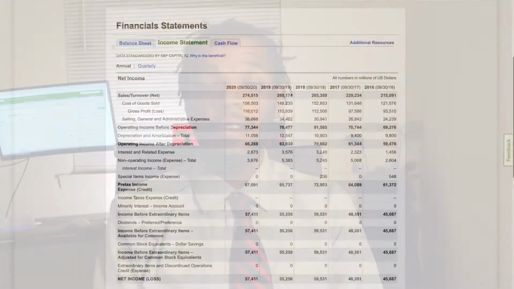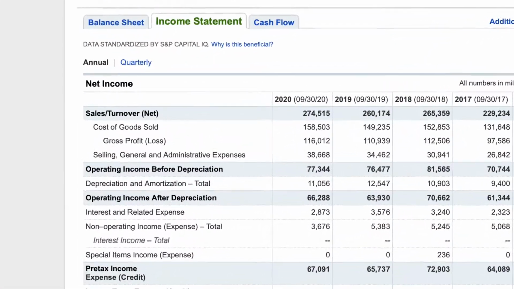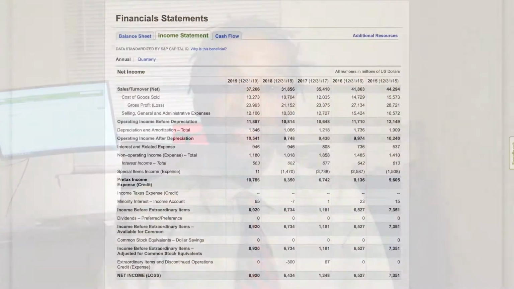All right, let's go. We're going to do this line by line, starting off with the first line, sales and turnover. To translate that easily, sales means revenue. That's all the money that was brought in by the company. Company A has sales of $274 billion. That's right, $274 billion. Company B has sales of $37 billion.